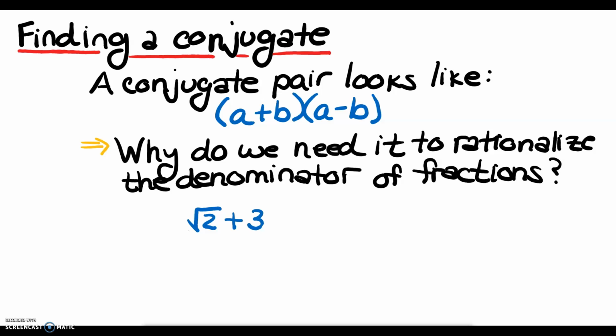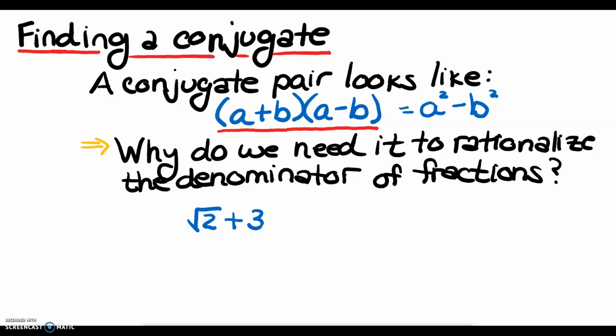In this video, we're going to take a look at using a conjugate to rationalize the denominator of fractions. So what is a conjugate pair? Well, you've seen them in your factoring section. A conjugate pair looks like (a + b)(a - b). And when we multiply that out, we know that we get a squared minus b squared.